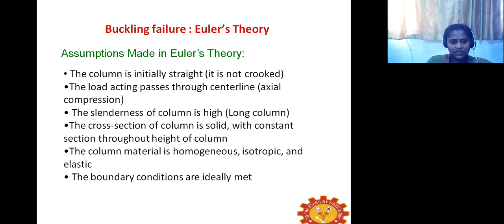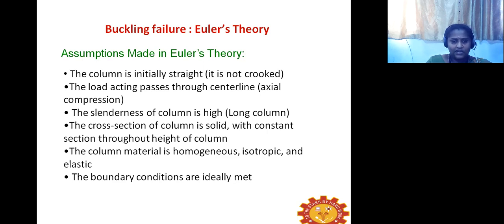And the third assumption is the slenderness of the column is high. The slenderness value of columns is relatively high, particularly for long columns. Generally, slender columns are referred to as long columns. Next assumption, the cross section of the column is solid with constant section throughout the height of the column. There is no change in the section or reduction in the section throughout the height of the column.